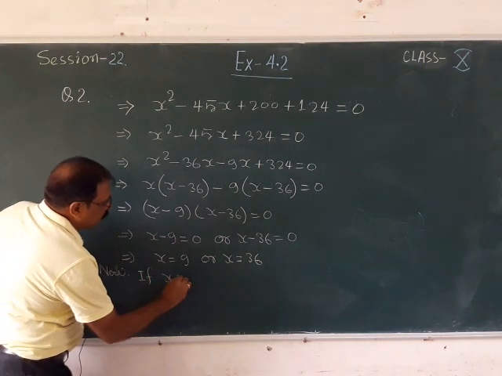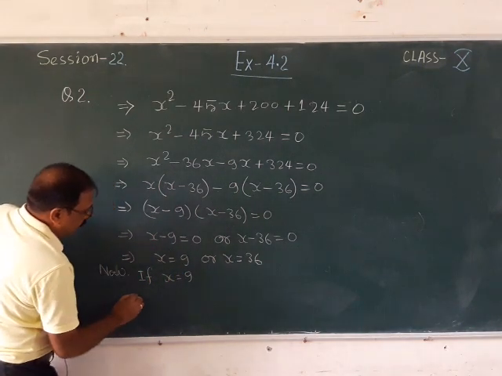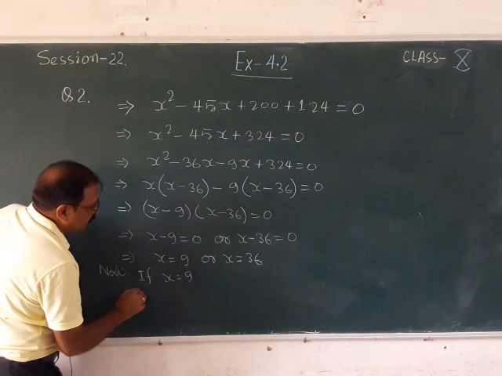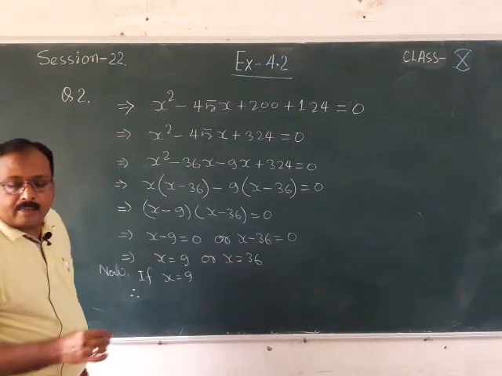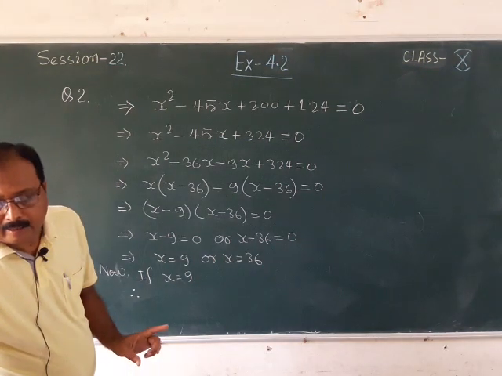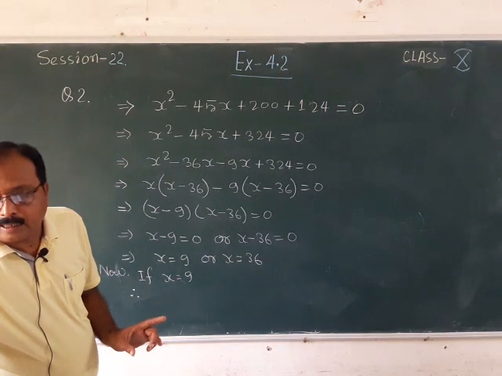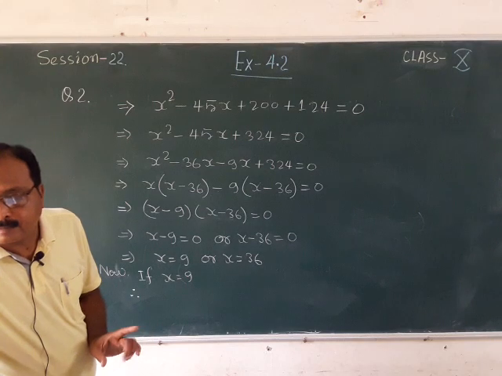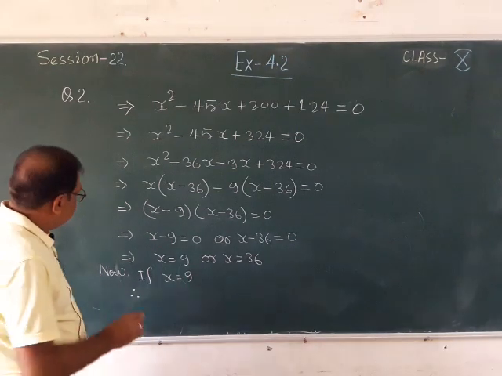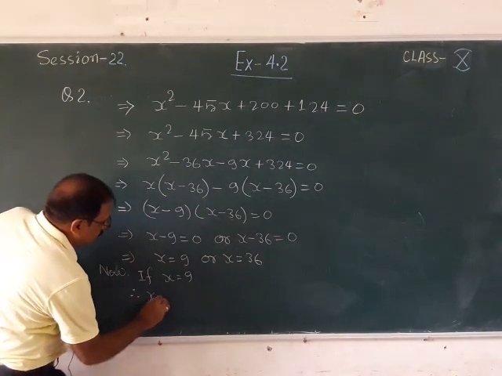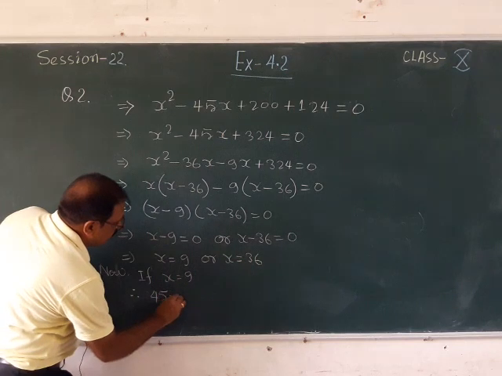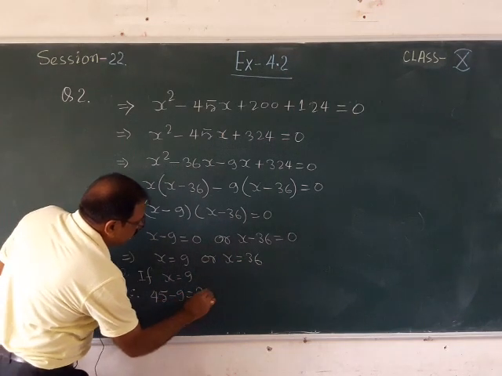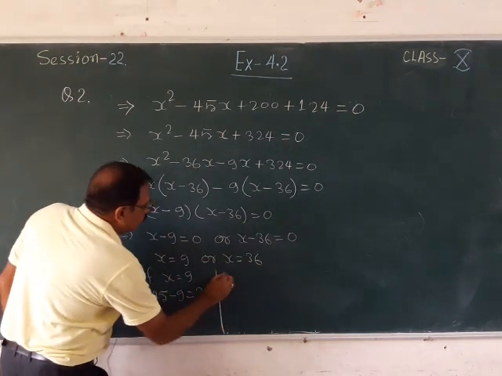Now if x equal to 9, then Jivanti is having how much? That is 45 minus 9. Therefore, 45 minus 9 equal to 36.